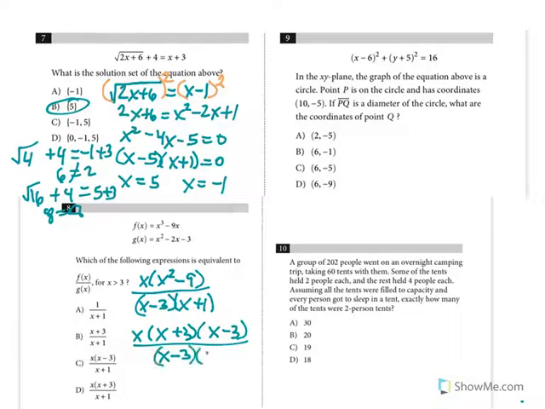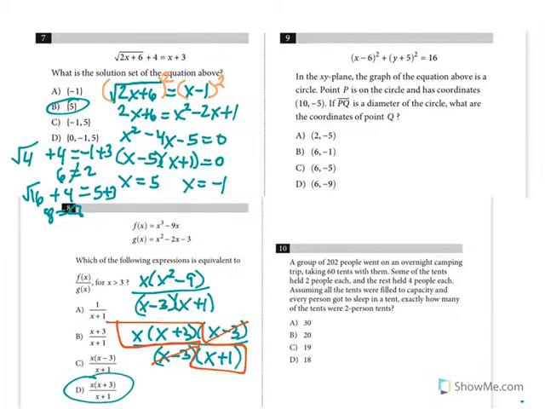Make sure you know how to factor x plus 1. Make sure you're very comfortable with factoring. These divide out, and we're left with x plus 3 divided by x plus 1. x plus 3, okay, so that's answer choice D.